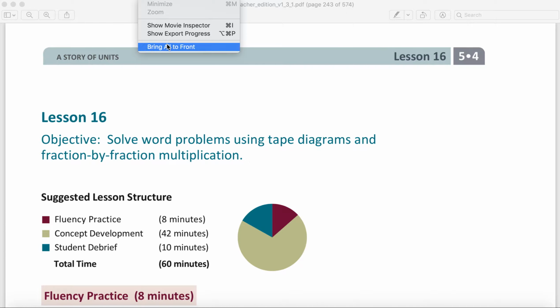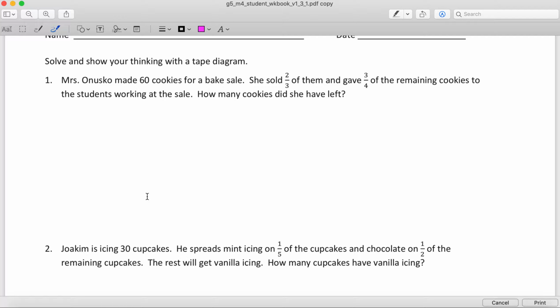All right, so our first problem talks about Mrs. Onusko. She made 60 cookies for a bake sale. She sold two-thirds of them and gave three-fourths of the remaining cookies to the students working at the sale. How many cookies did she have left?